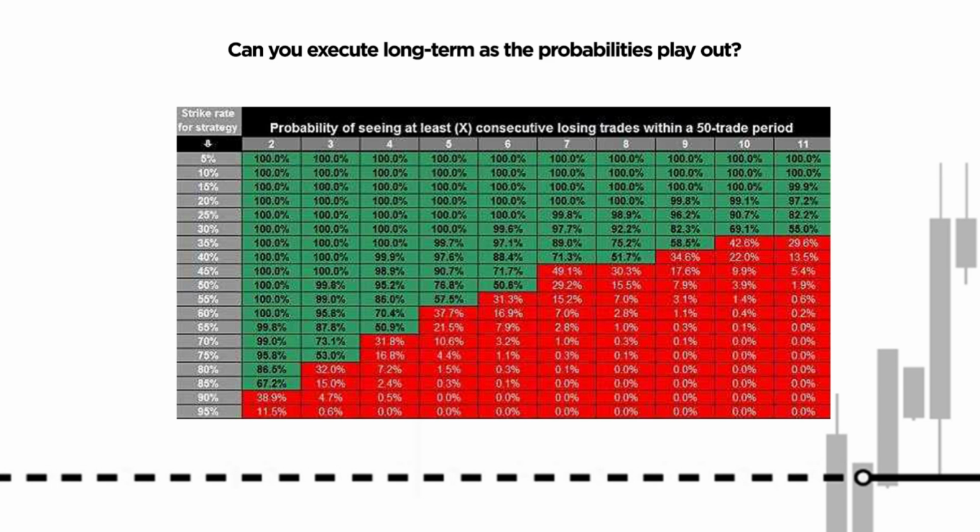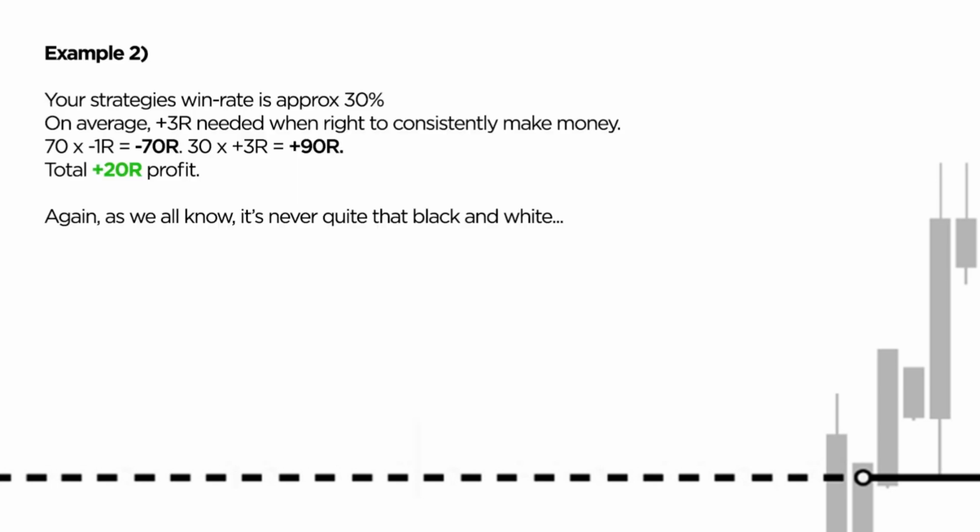So example number 2, let's say your strategy's win rate is hovering around a pretty low 30%. So this means that on average, you're going to need to win a minimum of approximately 3R or above when you're right to consistently make money. So again, let's look at an example here. 70 losses at -1R is of course minus 70R. 30 wins at 3R is of course 90R, and therefore you're left with a profit of 30R.